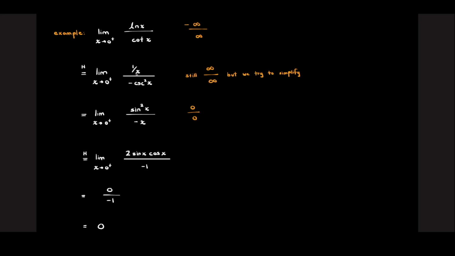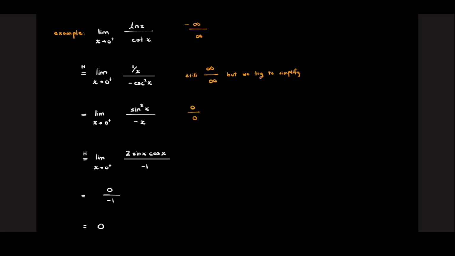Again, if you try plugging 0 in, you're doing 1 divided by a very tiny positive number. So it's going to go to infinity. Similarly, cosecant is 1 over sine. So sine of 0 is going to be 0. So you're doing 1 divided by a very tiny number. It's also going to be infinity. Okay, in fact, it'll be minus infinity because of the minus sign here. But it's still infinity over infinity type. So it's indeterminate. And we can apply L'Hopital's rule again.